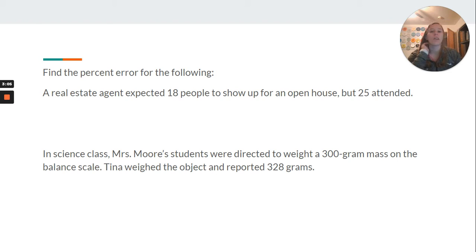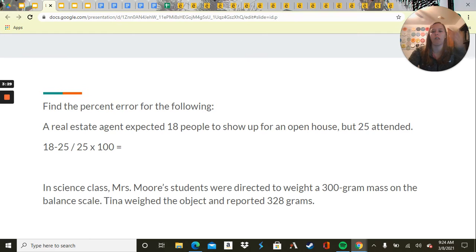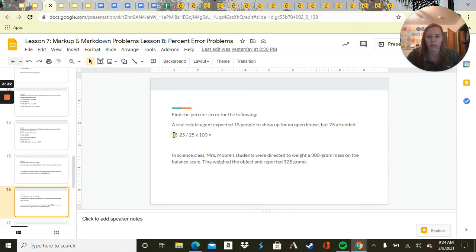All right, now we're looking at percent error. So a real estate agent expected 18 people to show up for an open house, but 25 attended. Okay, so how are we going to do this? We have an equation, and I wrote it wrong there. Okay, sorry about that. So there should be, do you remember absolute value? There should be absolute value brackets around these. So let's just do that quick here.